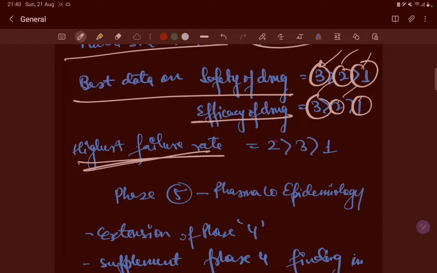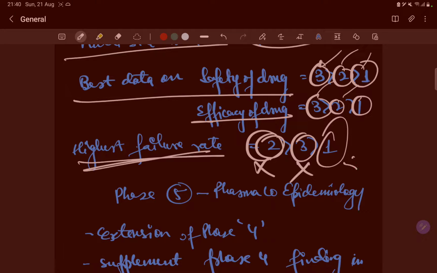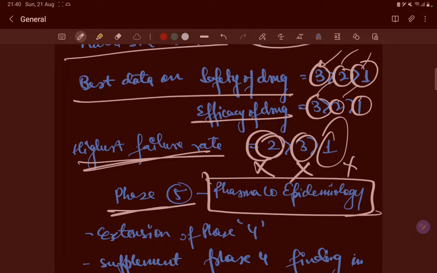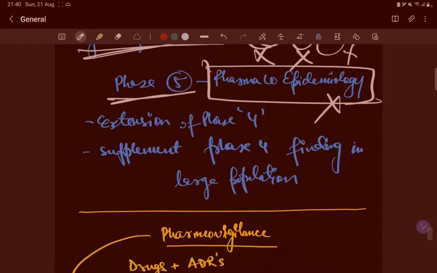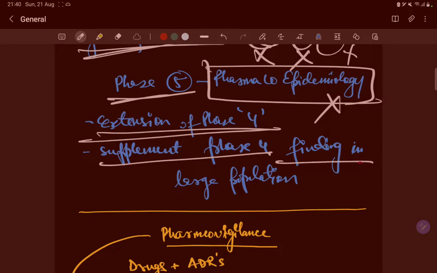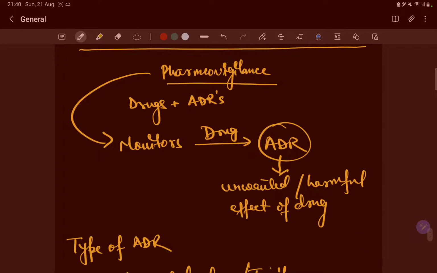हाइएस्ट फेलियर रेट क्या होता है? सेकेंड में ही फेल होना स्टार्ट हो जाता है. थर्ड में बहुत जगह आके फेल कर जाता है हमारा ट्रायल, और 1 में बहुत कम. तो बेसिकली इट इज़ वेरी इंपॉर्टेंट. फेज़ 5 इज नोन एज द फार्माको एपिडेमियोलॉजी. बहुत जगह में नहीं होता है. इट इज़ जस्ट द एक्सटेंशन ऑफ फेज़ 4 एंड सप्लीमेंट ऑफ द फेज़ 4 फाइंडिंग इन द लार्जर पॉपुलेशन. और वो बहुत साल तक 5-10 साल से किया जाता है.